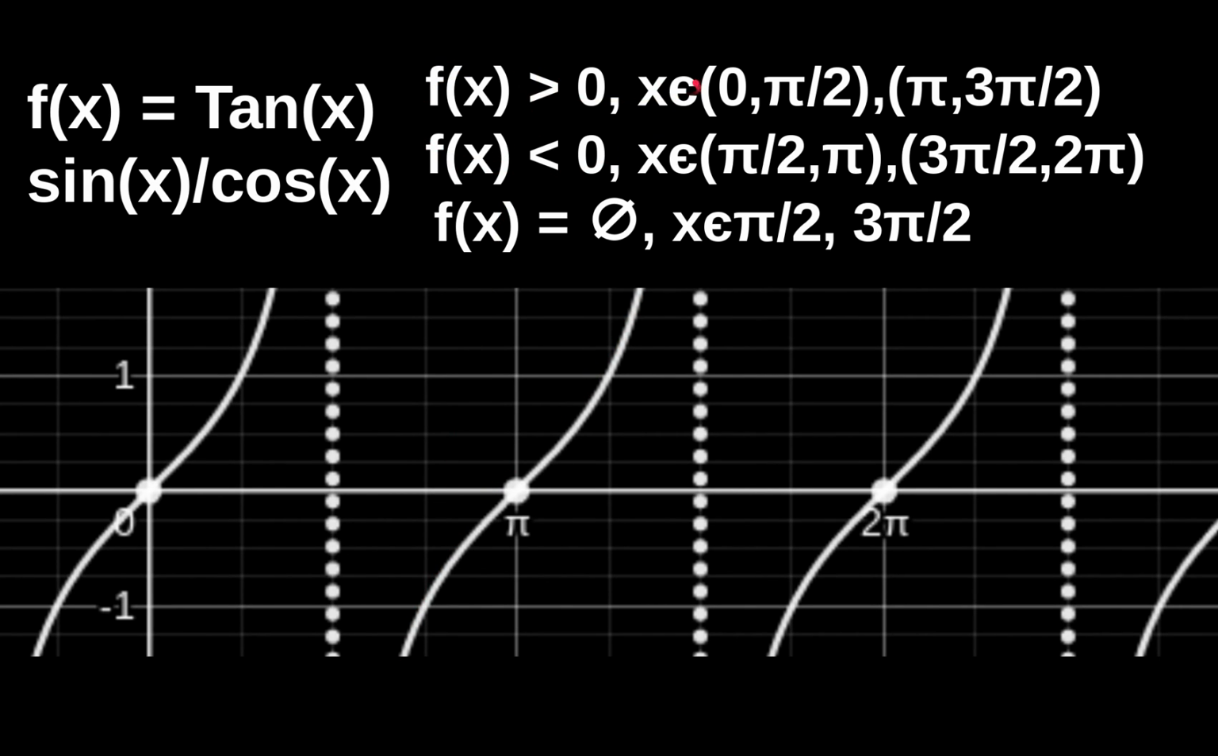F of x is greater than 0 from 0 to pi over 2, where it's undefined, and then pi to 3 pi over 2, where it then becomes undefined again. It goes from 0 to infinity on both of these. If you're looking for when f of x is less than 0, it's from pi over 2 to pi, and 3 pi over 2 to 2 pi. It's going from negative infinity to 0. F of x is not defined at x equals pi over 2 and x equals 3 pi over 2, as shown here and here.